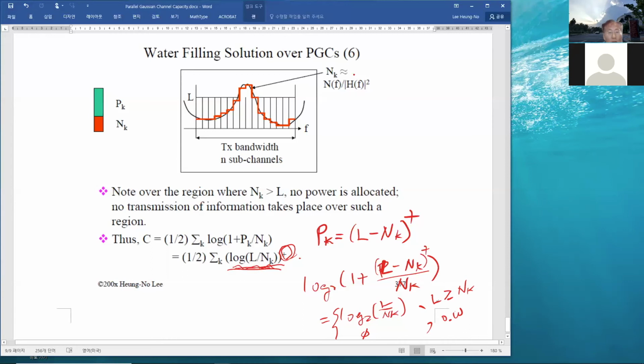Okay, so given a noise level like that for multiple channels, we find the water level L. And when the channel is too noisy, like this one, we don't allocate power there. And when the water level is greater than the noise level, we allocate this much power. So that's PK for each channel. And here is the power of the noise channel, NK.